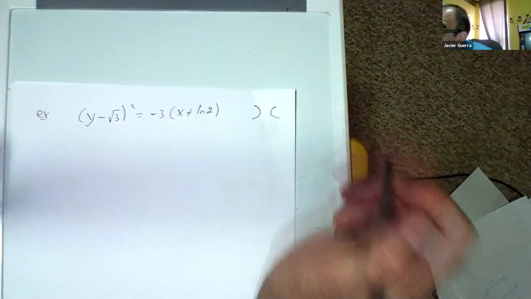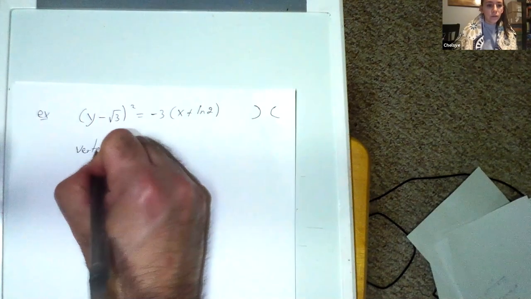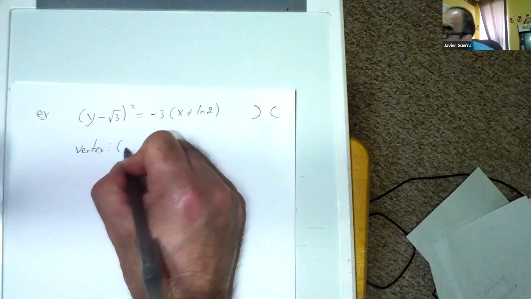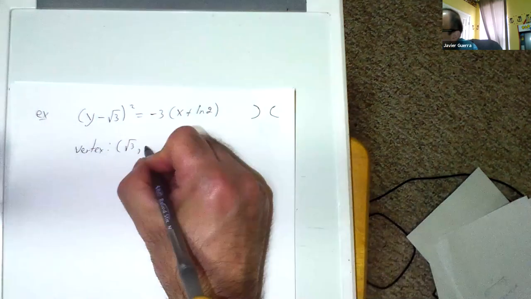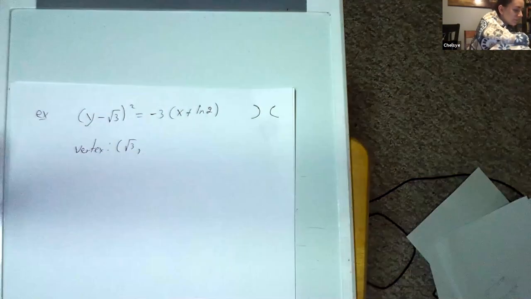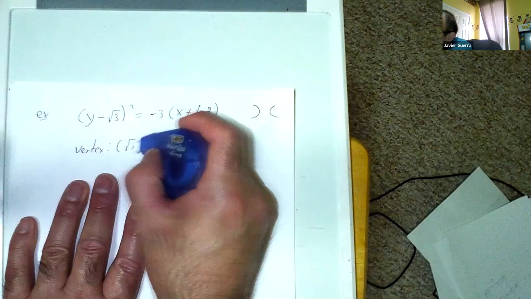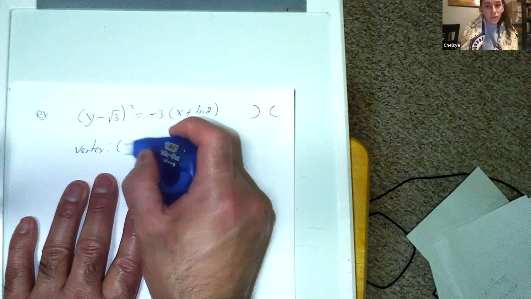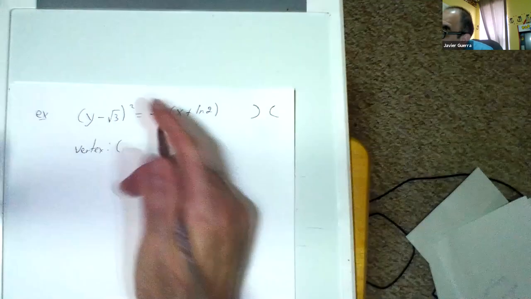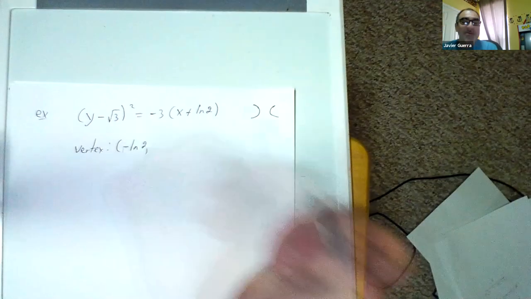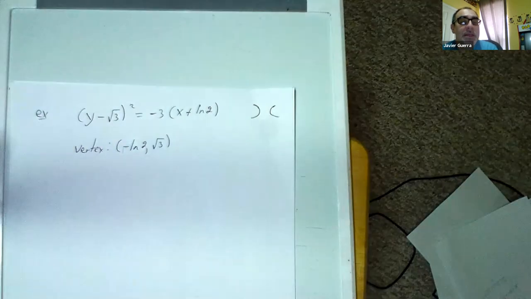All right, so you do it the same way. So what is your vertex? Positive square root of 3. Negative ln 2. Ah, you're close. So close. Try again. Negative ln 2, comma, square root of 3, right? Because they're reversed. X is the H, and then the Y has the K.